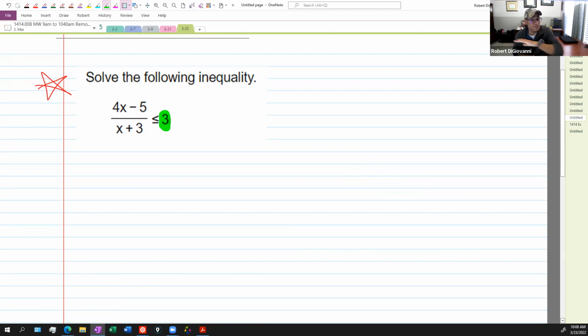Okay, that changes everything. That changes everything because when we have it less than or equal to 0, all we're doing is looking at the left side as the function, and then we're just trying to figure out where it's above and below the x-axis. This is trying to figure out where this graph is below or equal to 3, which is not the x-axis anymore, right? So the only way to work around this easily is to do this. You've got to move everything to one side of the equation, all right?